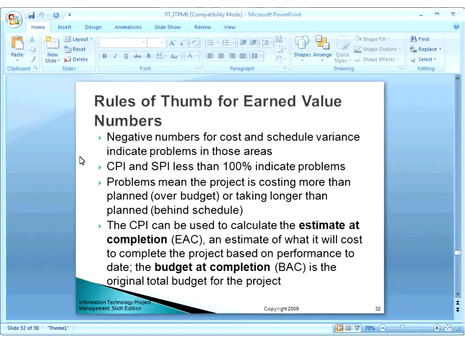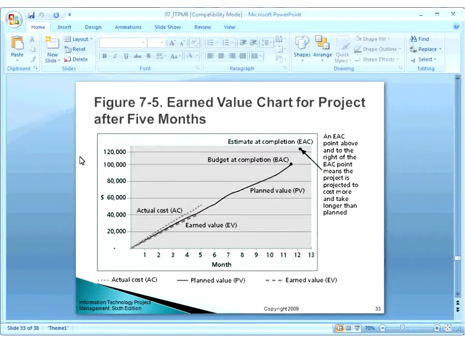The CPI can be used to calculate the estimate at completion, EAC, which is an estimate of what it will cost to complete the project based on performance to date. So at any point you determine the current performance of the project and then you estimate the cost at completion. Like what will be the cost at the completion of the project. The budget at completion is the original total budget for the project. So how much was the budget, and what you are estimating at completion.